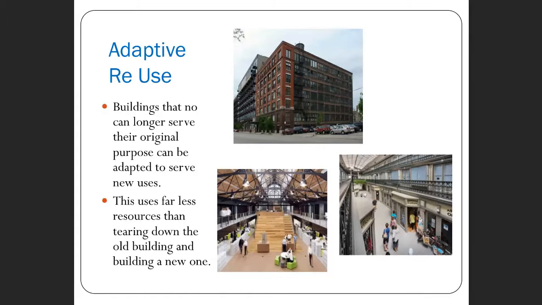We talked about adaptive reuse before, right? Buildings that no longer serve their original purpose, instead of being torn down, can be adapted, repurposed to serve a new use. It uses a lot less resources than tearing that old building down and building a new one. All the embodied energy in that brick and concrete and steel and wood, rather than being wasted, can be largely retained.